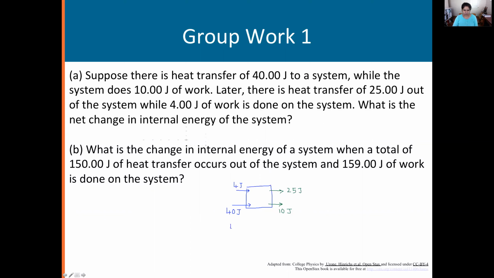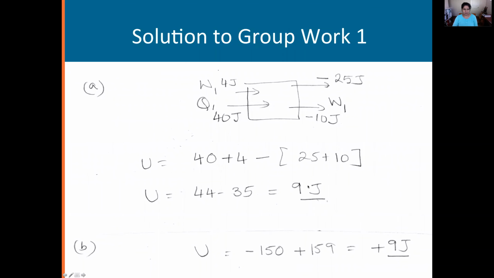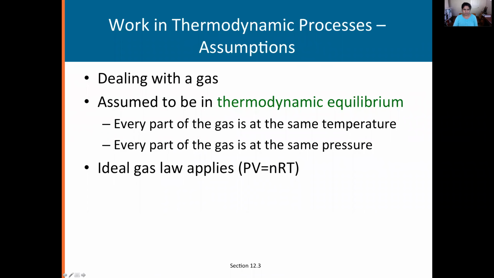So here I have 44 joules going in, and I have 35 joules coming out. So the out is going to be negative. I just need to do 44 minus 35, and that's going to give me my result, which is going to be 9 joules. Okay, so now I want you to think through the next problem and compare your answers with mine. That's 9 joules for the first part, and the second part also gives you 9 joules.